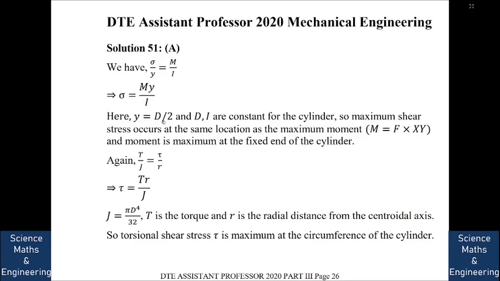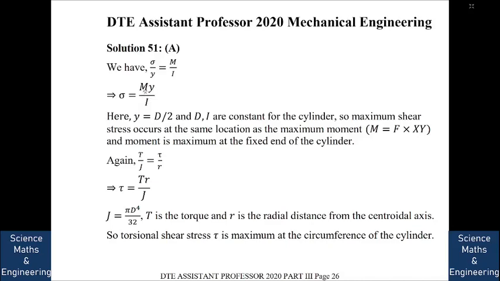Now here Y is what? D by 2, and D and I are constant for the cylinder. So maximum shear stress occurs at the location of the maximum moment. Okay. So what it is saying is that Y and I, they are constant for a cylinder.